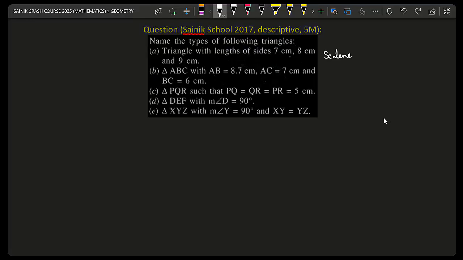Triangle ABC with AB equal to 8.7 centimeters, AC equal to 7 centimeters and BC equal to 6 centimeters. Okay, which type of triangle is it?